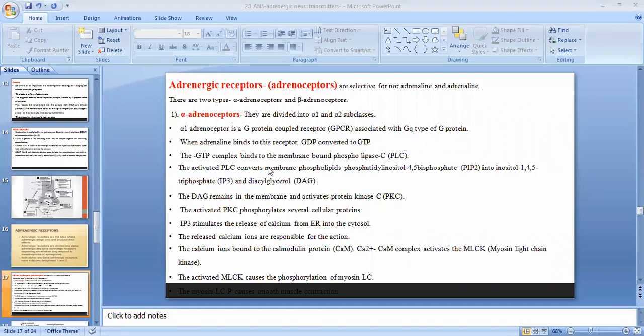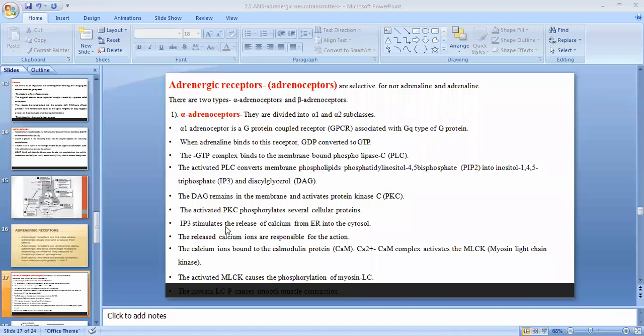Now what is GTP going to do? It binds to the membrane bound phospholipase enzyme, and this binding will activate it, which will convert the membrane phospholipid phosphatidyl inositol into inositol 1,4,5 triphosphate and diacylglycerol. This diacylglycerol remains in the membrane and activates protein kinase. This activated protein kinase phosphorylates several cellular proteins.